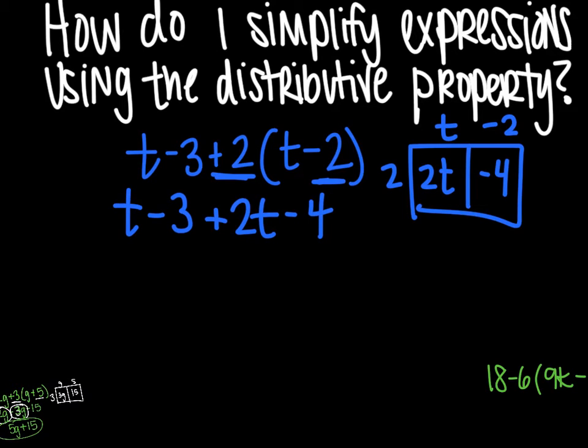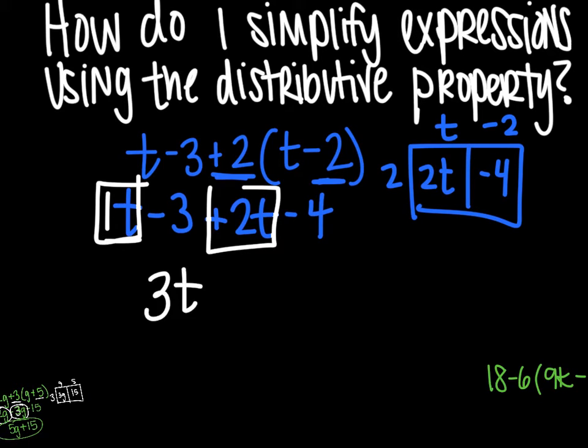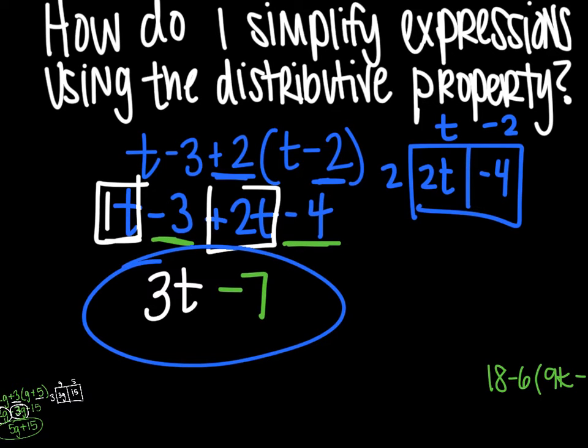Now I combine like terms. This t is a 1t, and it is like terms with the positive 2t, which gives me 3t. Then the negative 3 is like terms with the negative 4. When I add like terms negative 3 and negative 4, I get negative 7. And there's my final answer.